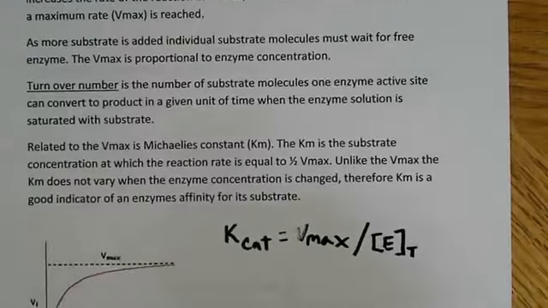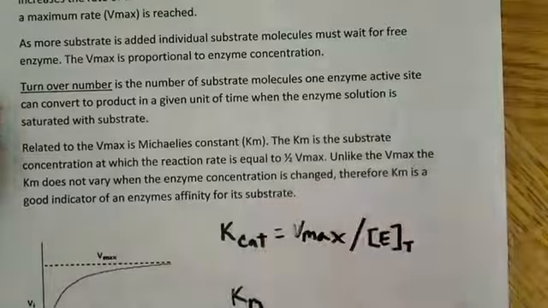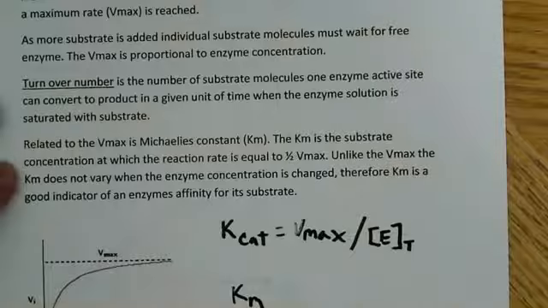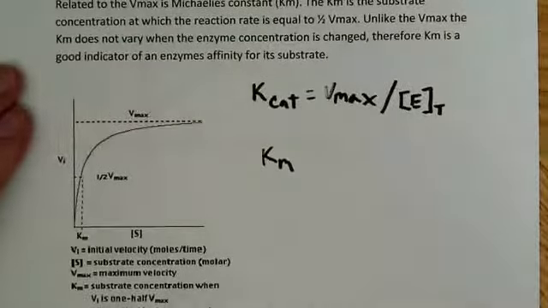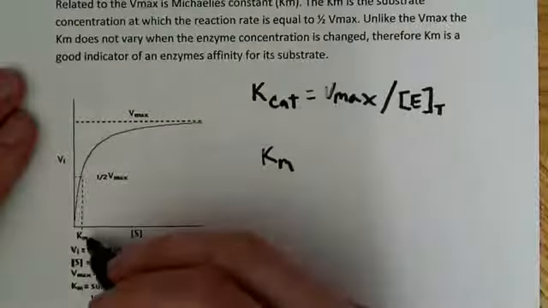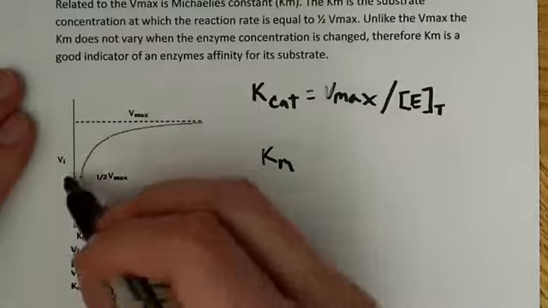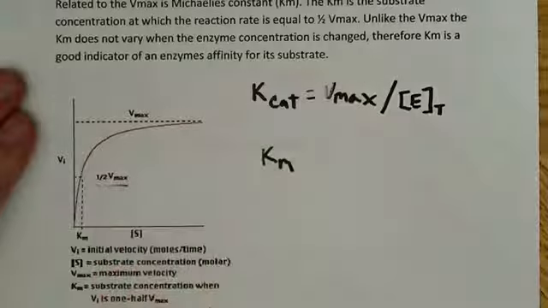Related to Vmax is what's known as the Michaelis constant, and that's Km. So we have this other constant known as Km. The Km is the substrate concentration at which the reaction rate is equal to 1/2 Vmax. If we look at the graph again, we can see the Km is listed right here. Here's the Km, the Michaelis constant, and it corresponds to 1/2 Vmax.